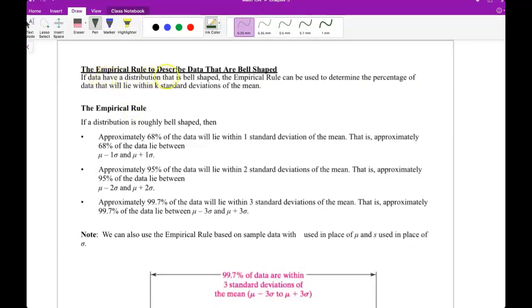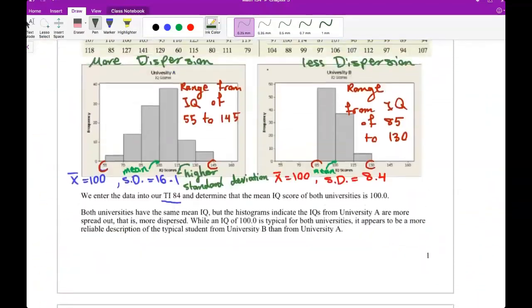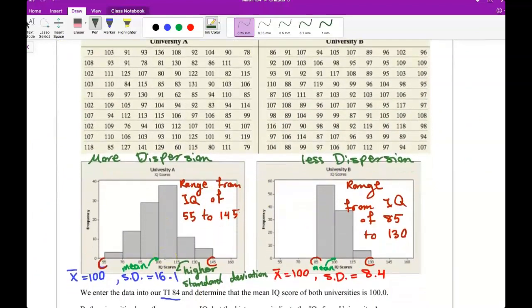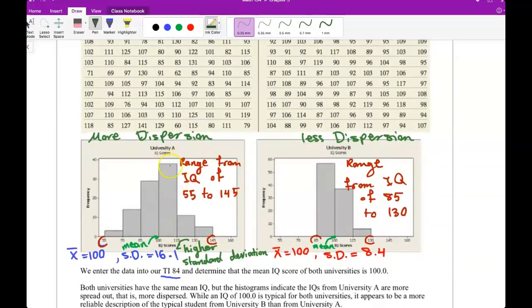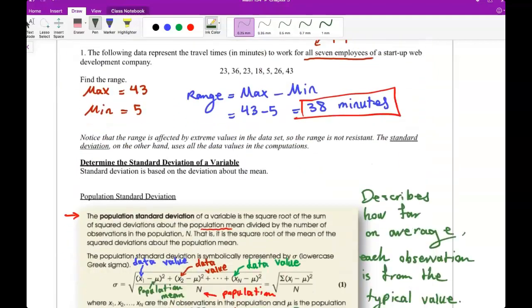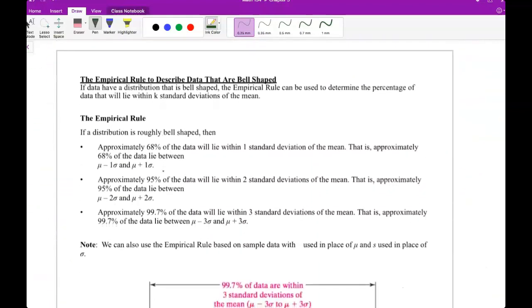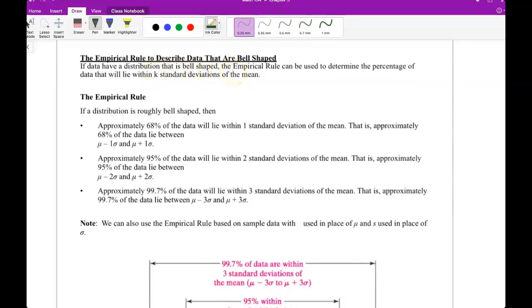Now in this part we have an empirical rule to describe data that are bell-shaped. Remember on the first page that we covered, we had two universities. Here, on this part, we have a histogram for these two, and this one is the histogram for University A. This is the highest frequency that we have. That is in the middle, so this is bell-shaped. And this empirical rule is to describe data that are bell-shaped.